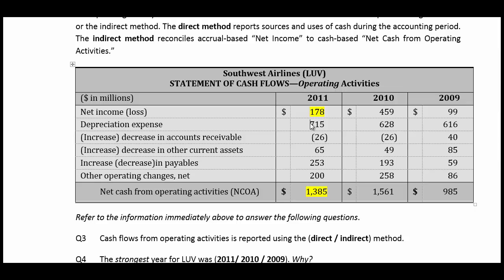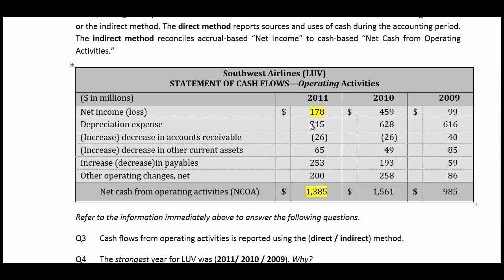So therefore, depreciation expense was subtracted in arriving at net income. Look at the income statement, it's right there. One of the things they subtracted was depreciation expense, but there was no cash flow paid. None whatsoever. So since there was no cash flow paid, you can add it back to income.